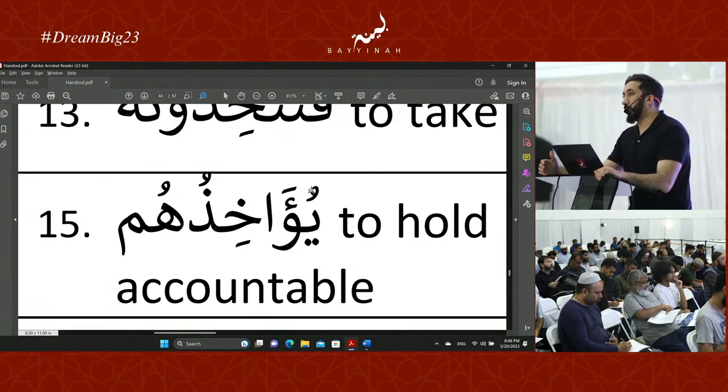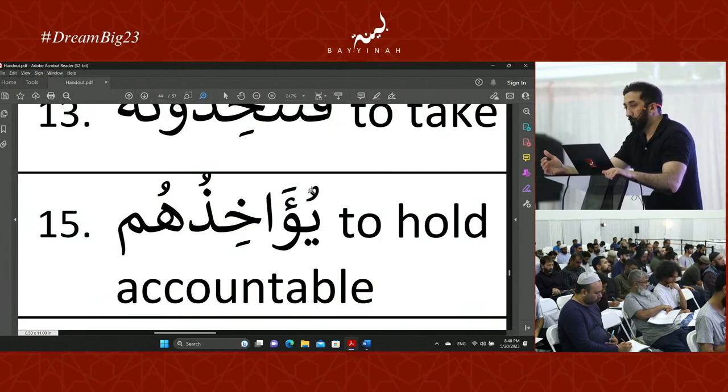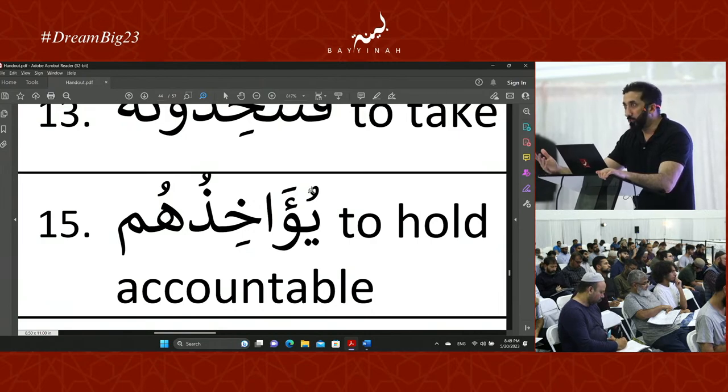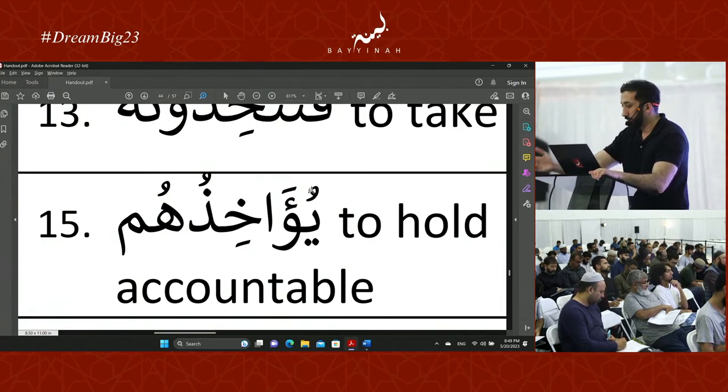Now the problem is yesterday we translated so many things in the past tense that even now you guys are living in the past and you're not able to move on. This is the present tense, translate in the present tense.